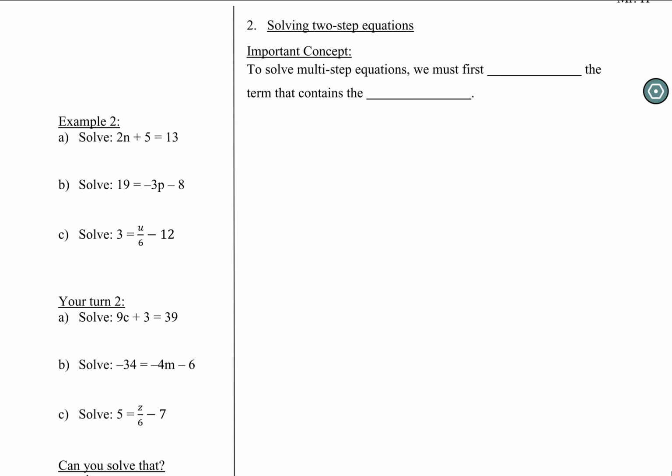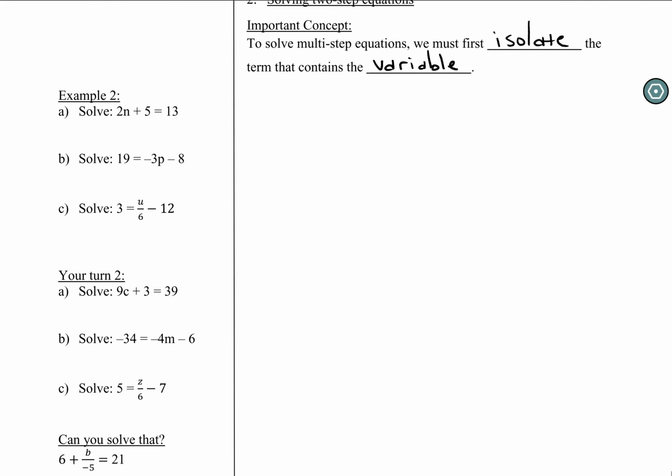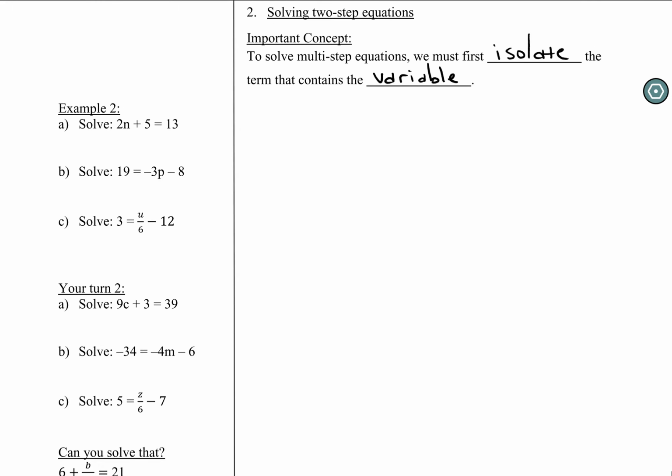To solve a multi-step equation, we must first isolate the term that contains the variable. That means we just want to get it by itself. And then we can start doing all our other inverse operations. So let's look at example 2a.